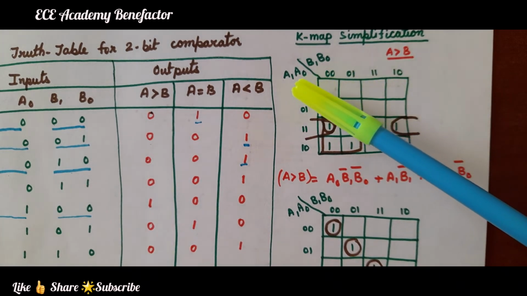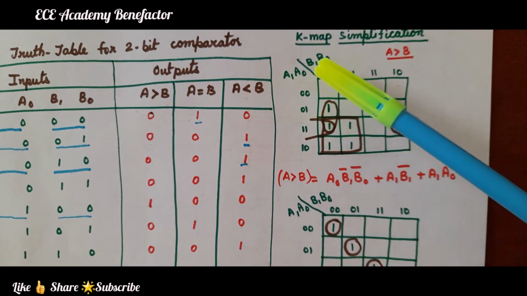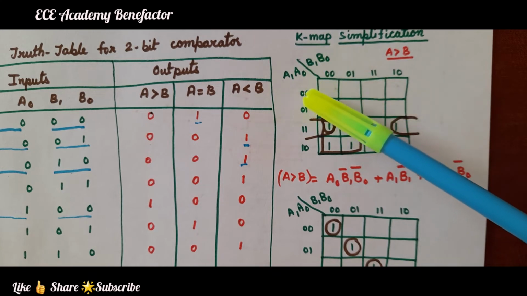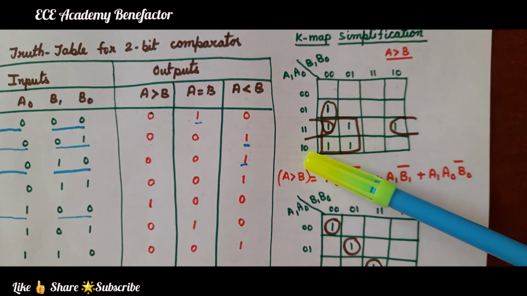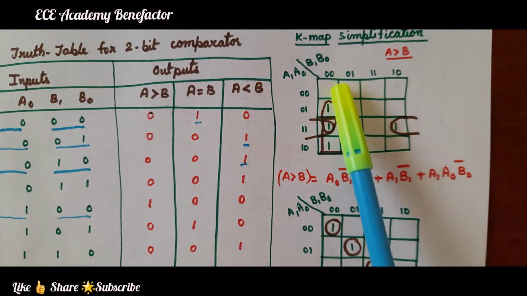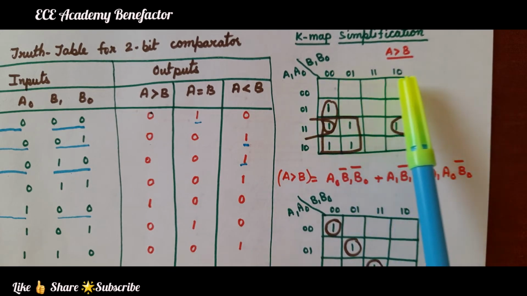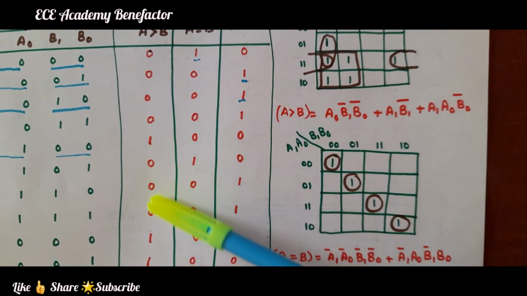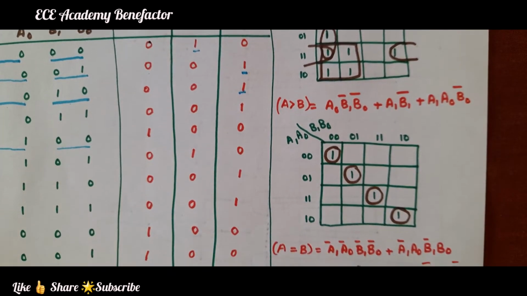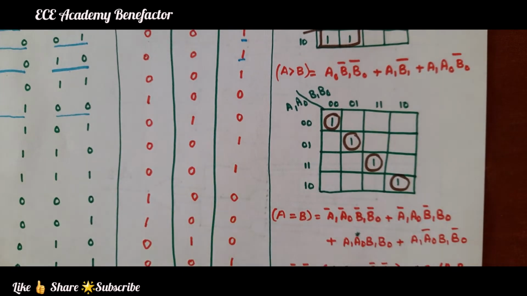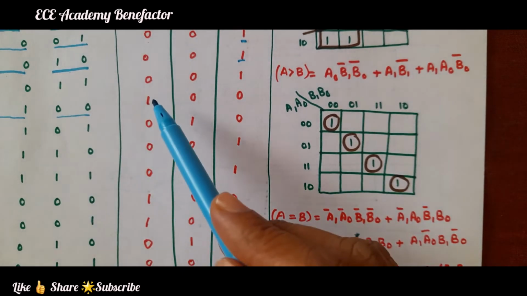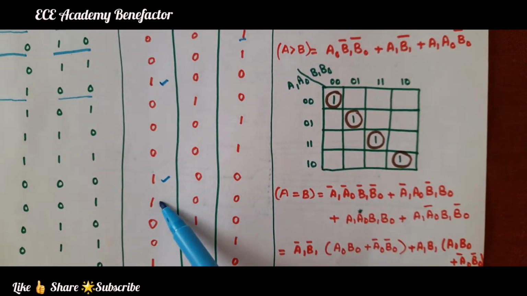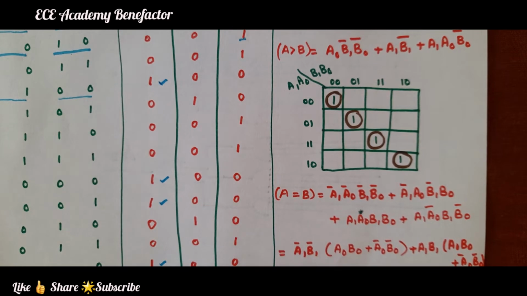So, how to draw the K-map? The outer structure is A1, A0, B1, B0, numbered 0 0, 0 1, 1 1, 1 0 along each side. Looking at the column, we have filled in the ones. Where is 1 here in A greater than B? It is here: 1, 2, 3, 4, 5, 6.